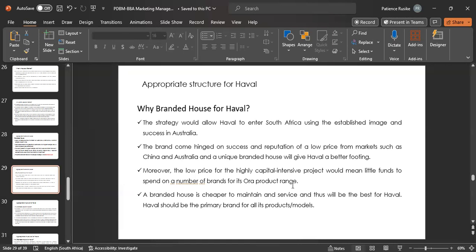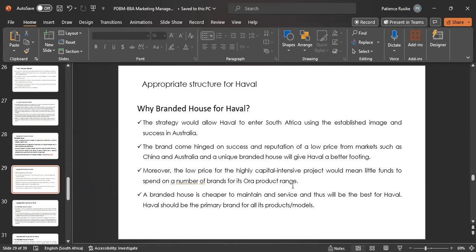Because there's a statement in one of the questions that says that low price doesn't necessarily mean that a product is of poor quality. High price doesn't necessarily mean that a product is of high quality. So the brand has been well known for low price with good quality. So I would rather use a single brand name for multiple products so that customers can easily recognize the brand. Right. So the low price for the highly capital intensive project would mean little funds to spend on a number of brands for its wide product range.